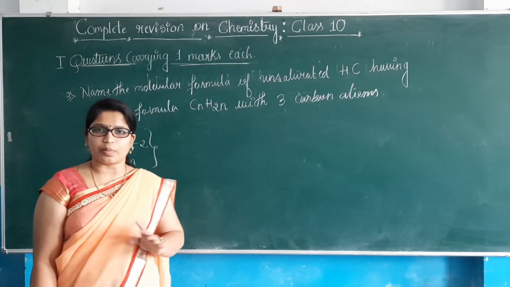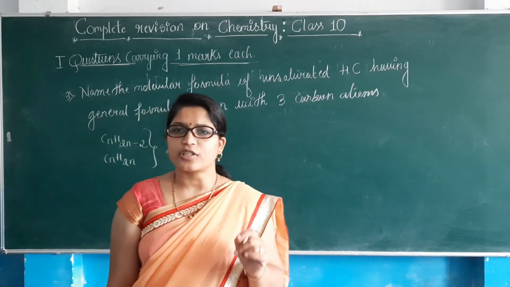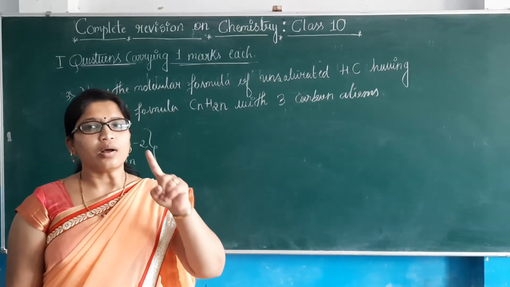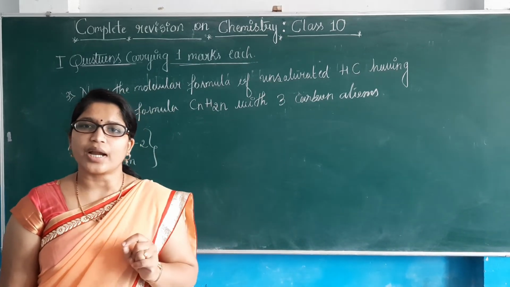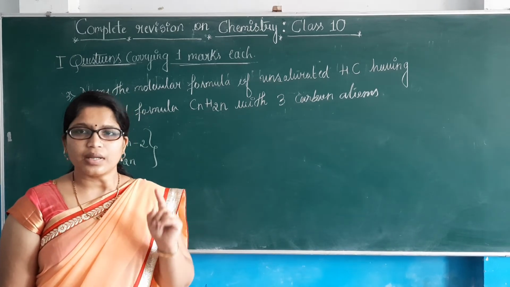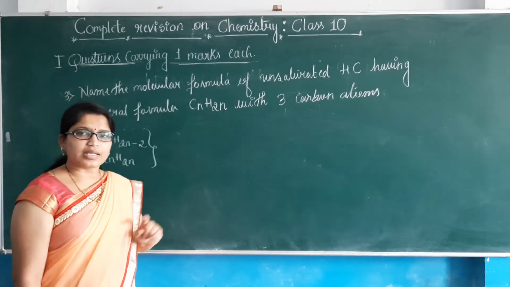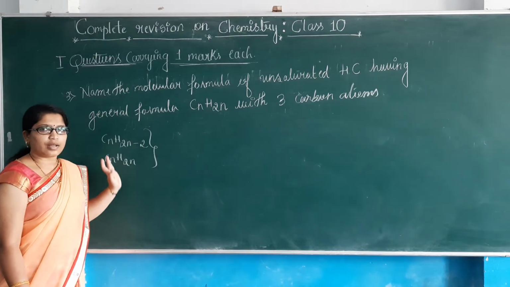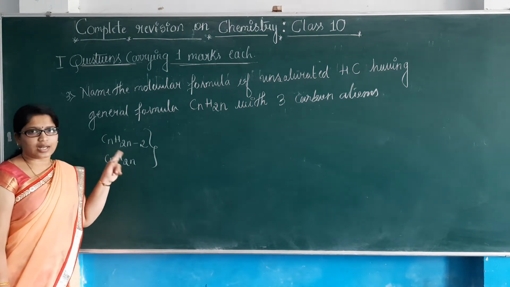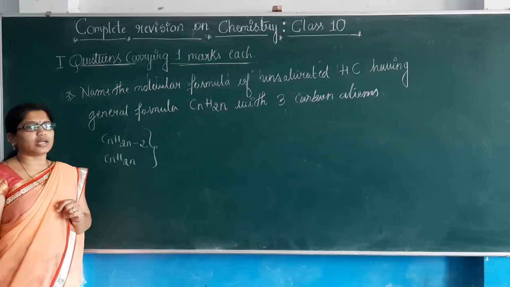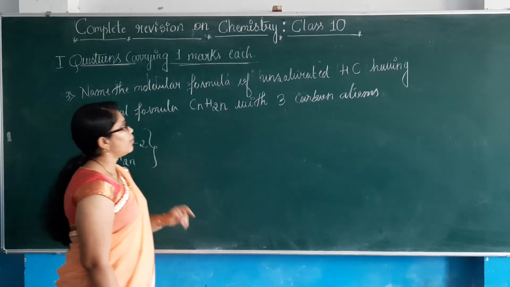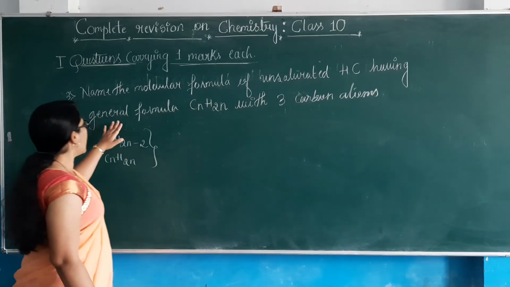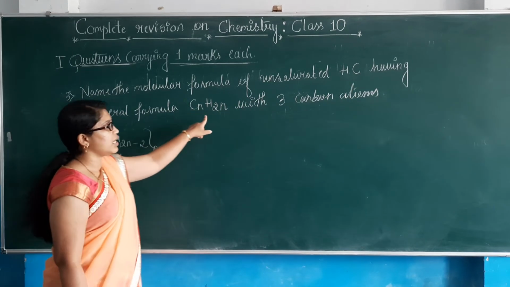You will not write CnH2n plus 2. Why not? It is for saturated hydrocarbon. Remember, the formula we write for saturated hydrocarbon is CnH2n plus 2. But they are asking for unsaturated hydrocarbon. For unsaturated hydrocarbon there are two formulas: either CnH2n minus 2 or CnH2n. We came to know the formula of unsaturated hydrocarbon having general formula CnH2n.